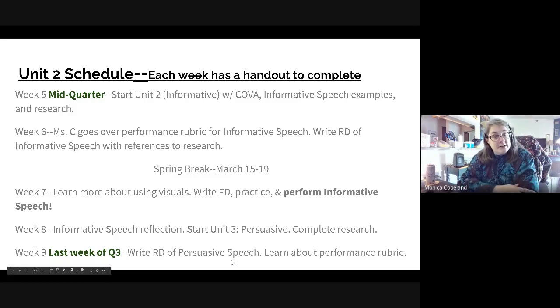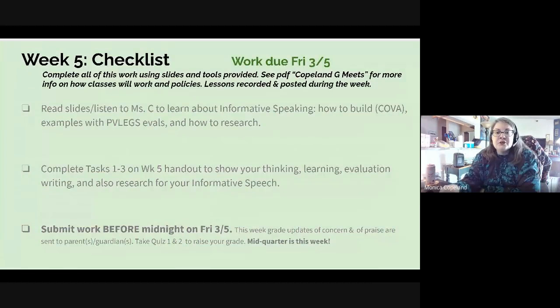Week 9 is the last week of this quarter. And in week 9, you're going to write the rough draft of your persuasive speech. So really the informative unit is going to be the main one that's going to show on your report card for quarter 3. So that's how the schedule looks.